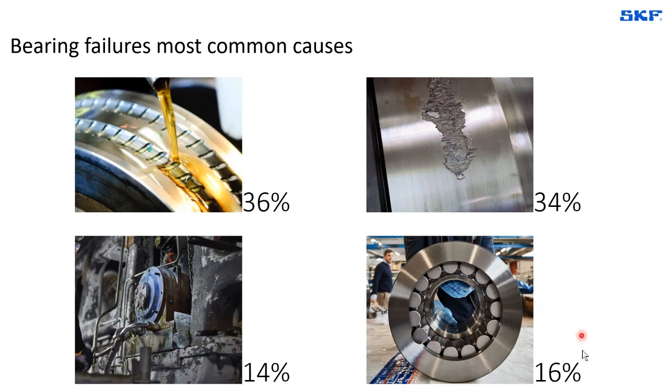Then we can mention many other situations. The 16% on the right covers many other possibilities. We could have, and we have seen many times, bearings that are not taken care of properly during storage or during transportation. And then the bearings have conditions for failure even before they start operation.